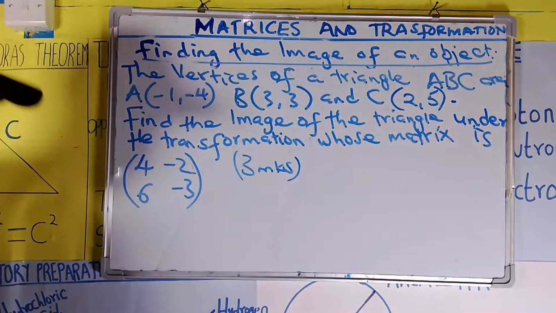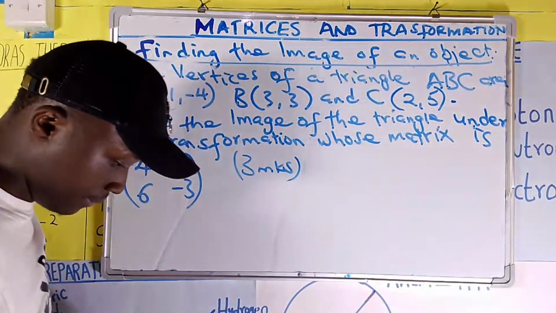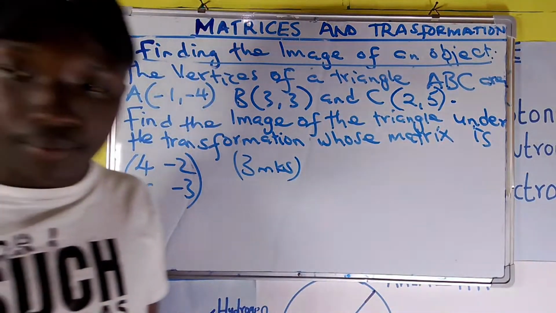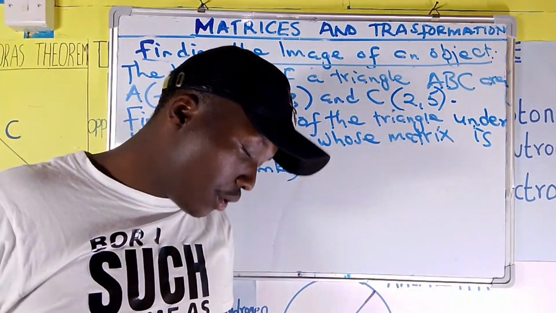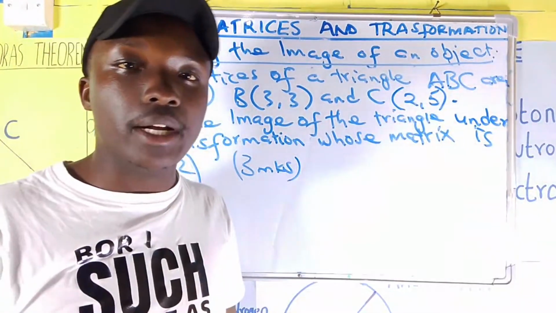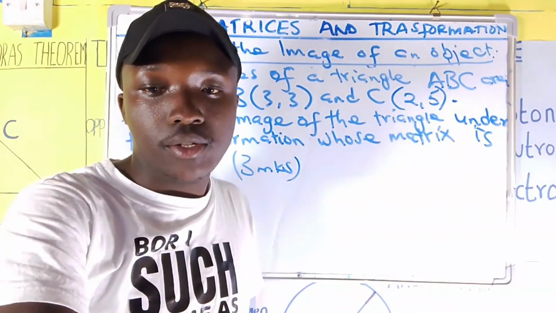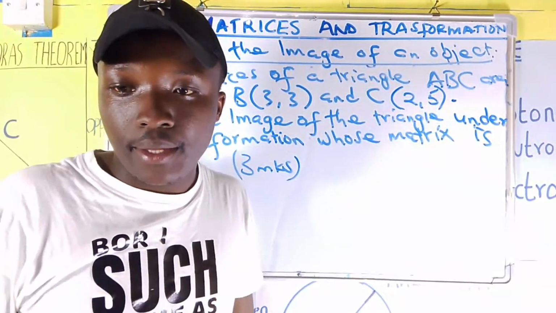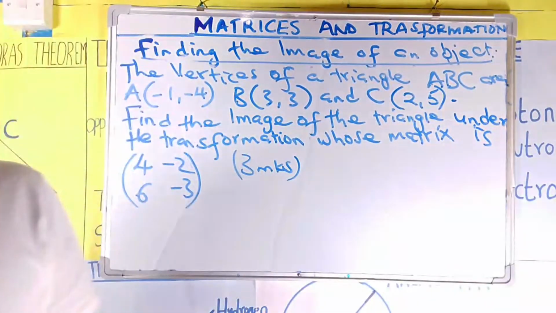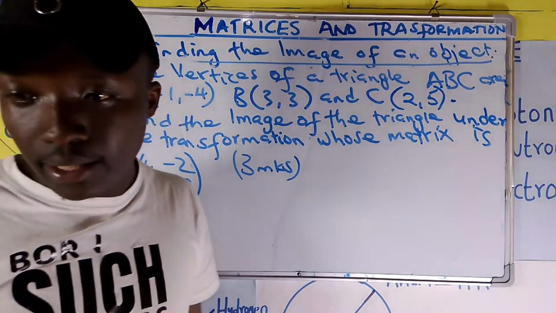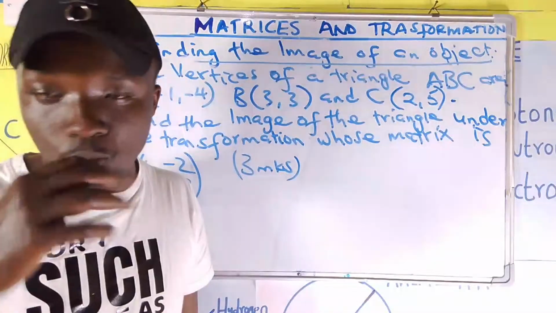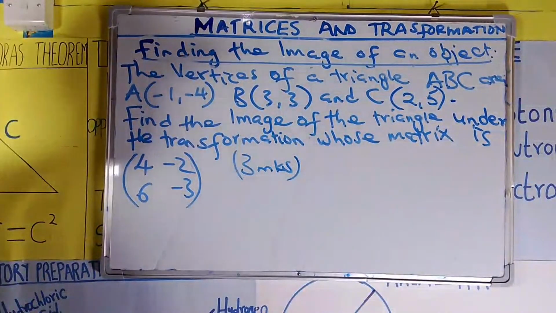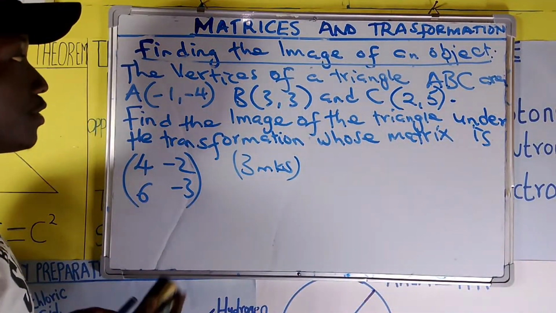We are told to determine the coordinates, but the question is also asking you to draw the object and the image on the same grid, that is on your Cartesian plane. After we are done, you can now plot it on a Cartesian plane. If I am clear and you can hear me clearly, just inform me on the comment section. So I know you have already written down the question. I want us to respond to this question.